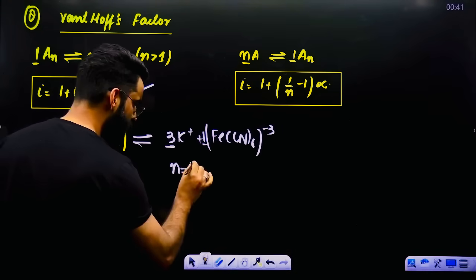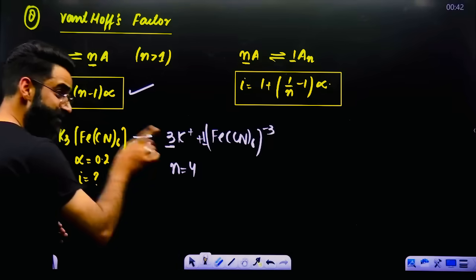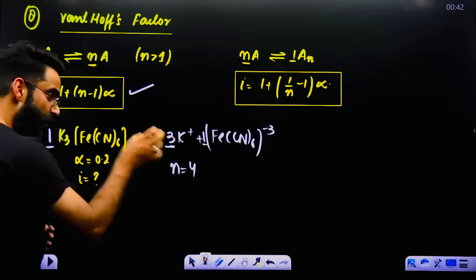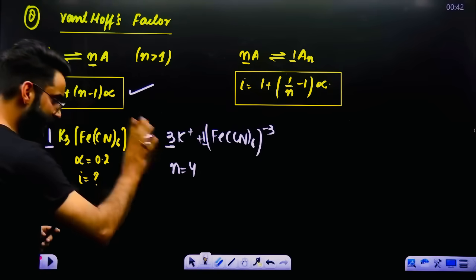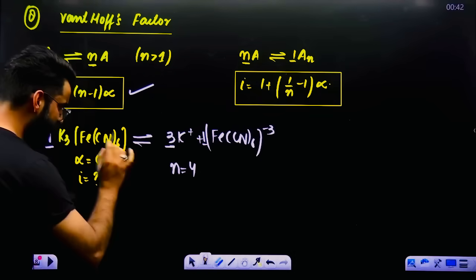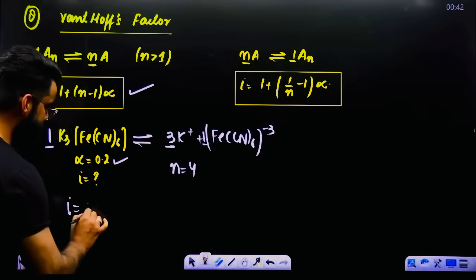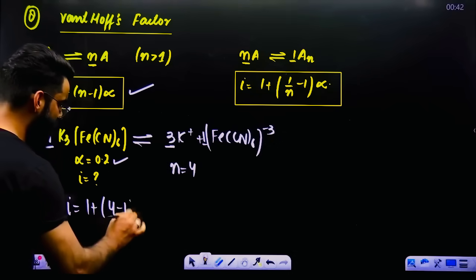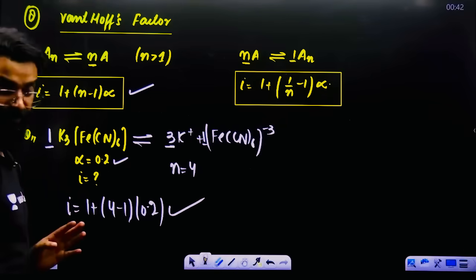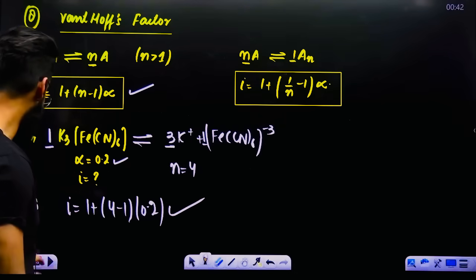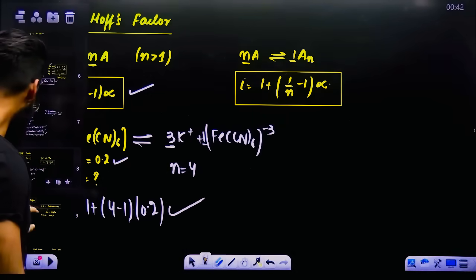So n value is 4. n means number of particles produced from one particle of solute. So 4 ions basically are produced from one particle of solute. So n value is 4. If n is 4, alpha is already given to me. So I can say i is equal to 1 plus (n minus 1) into alpha. Alpha is 0.2. Solve this, get the value of Van 't Hoff factor. Perfect. This is one more important thing, my dear students, which you need to know.